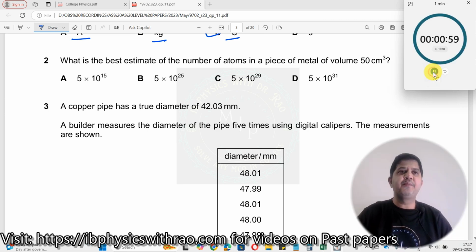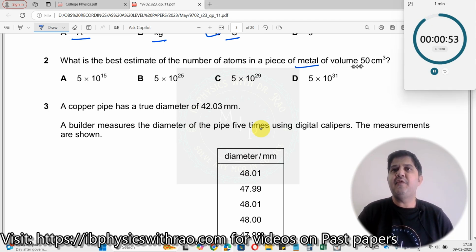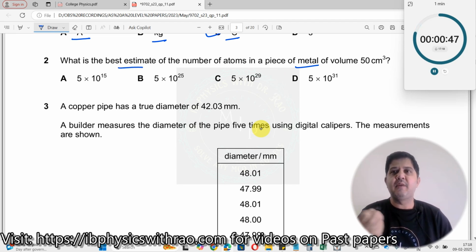Question number 2. What is the best estimate for the number of atoms in a piece of metal of volume 50 centimeter cube? Whenever there is a question on estimate, what you need to do is assume something and proceed further. So, what is the assumption you are going to make?